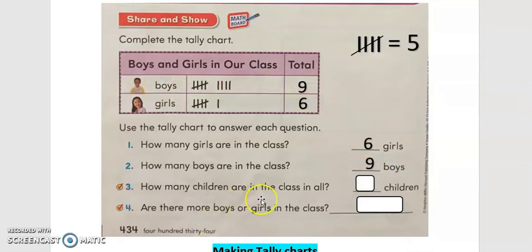How many children are in all in the class? So now it's not asking only for boys or only for girls. It is asking how many in all. What do we need to do? We are going to add boys plus girls. In other words, 9 plus 6, which is 15. Are there more boys or girls in the class? The chart tells us there are more boys.